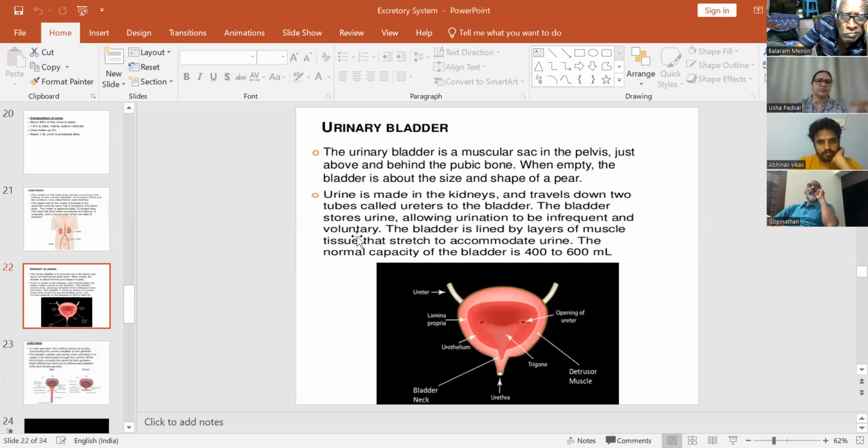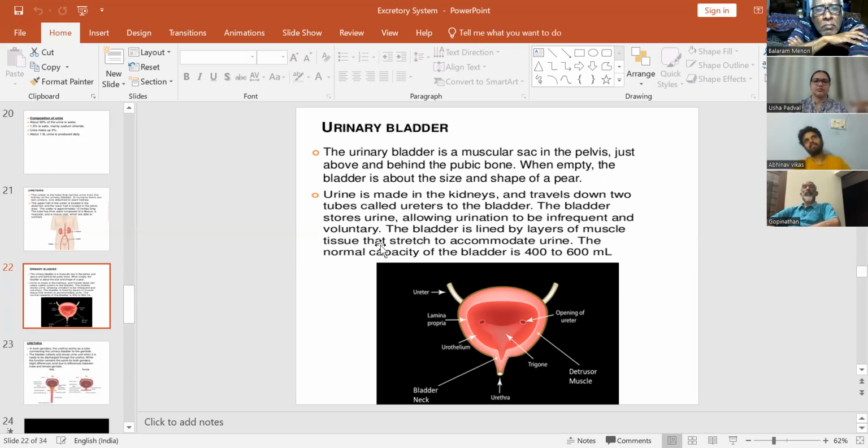The urinary bladder is a muscular sac in the pelvis, just above and behind the pubic bone. The bladder is about the size and shape of a pear. How much? This much. You can say this much exactly. Urine is made in the kidney and travels down the two tubes called ureters into the bladder. The bladder stores urine, allowing urination to be infrequent and voluntary.